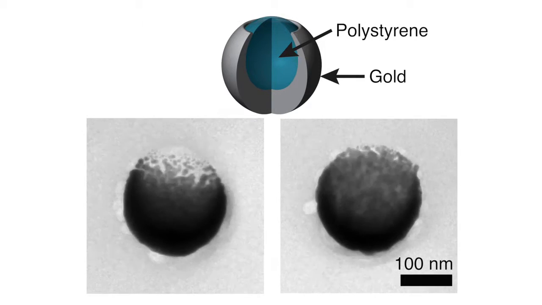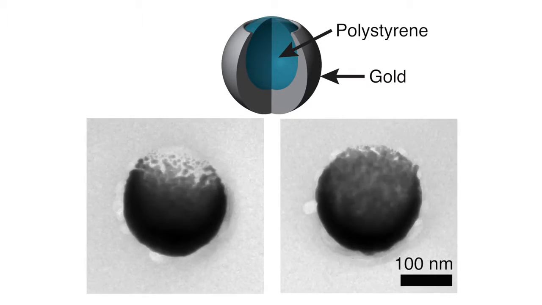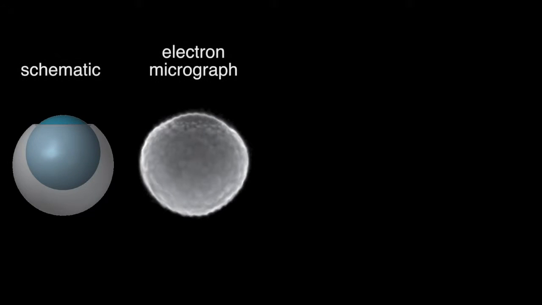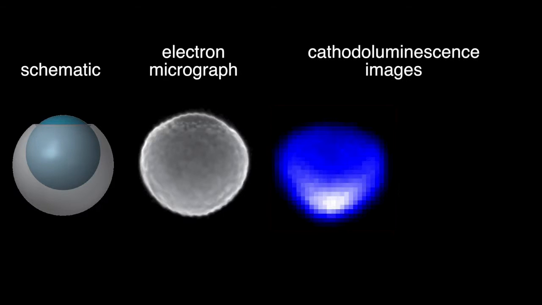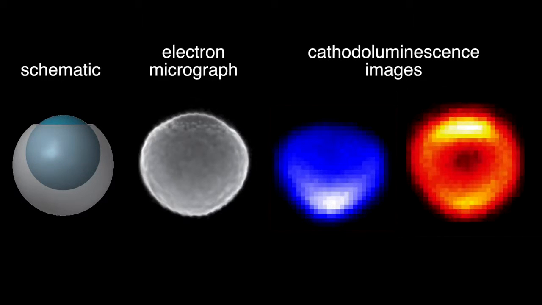Here is a tiny nanoscale crescent, made from a polystyrene sphere coated with a gold shell. If we excite this crescent with an electron beam in the electron microscope, we discover that it emits light in a few different ways. First, we find light emitted from the gold shell. We also find that light is emitted by an optical resonance at the top, near the tips of the crescent.